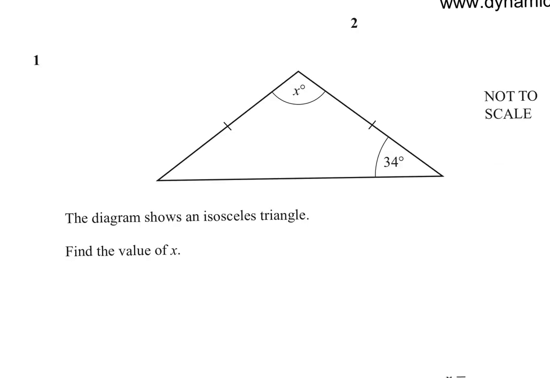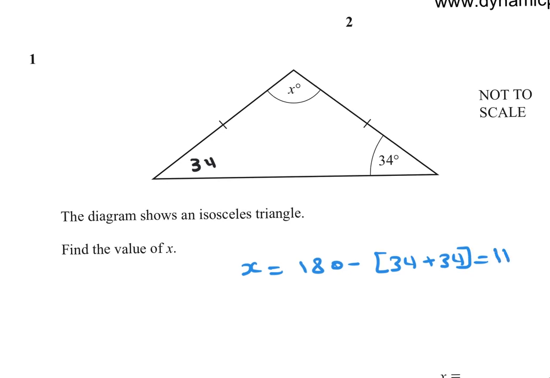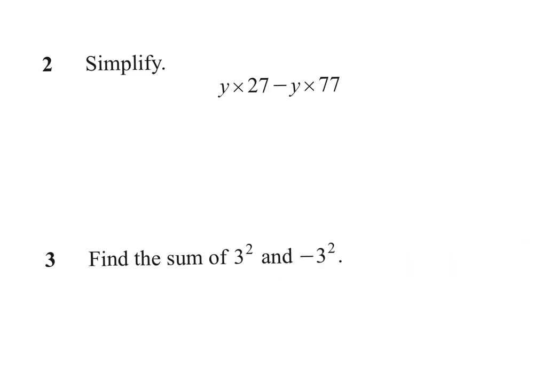In this video, I'm going to solve Cambridge IGCSE Mathematics Paper 2, October-November 2022, Variant 2. Number 1, the diagram shows an isosceles triangle. Find the value of x. Side equal side, so angle equal angle. So this angle is 34. Now we can find x, because the sum of the interior angles of a triangle is 180, so x equals 180 minus 34 plus 34 equals 112 degrees.